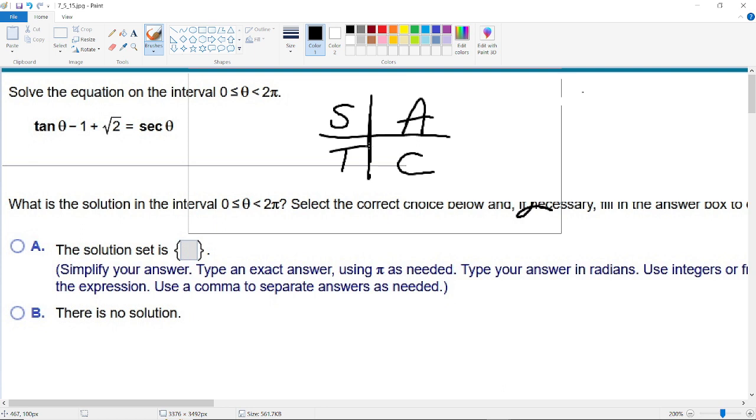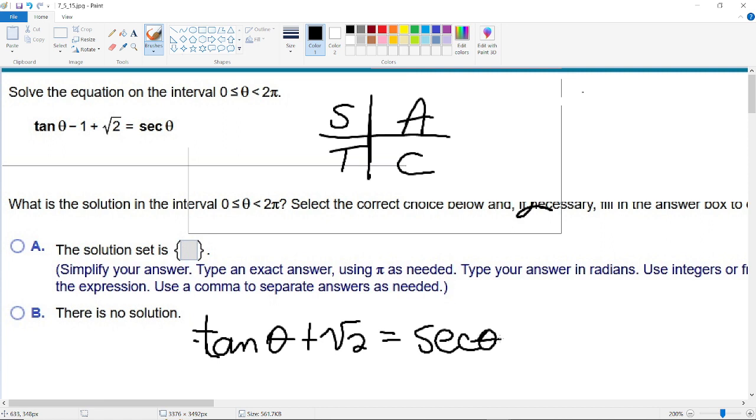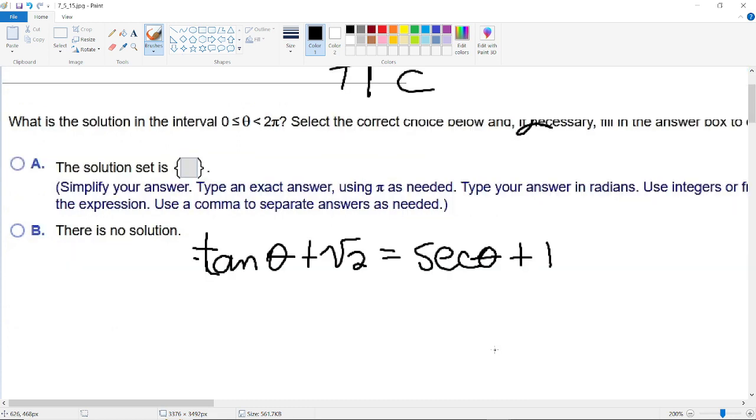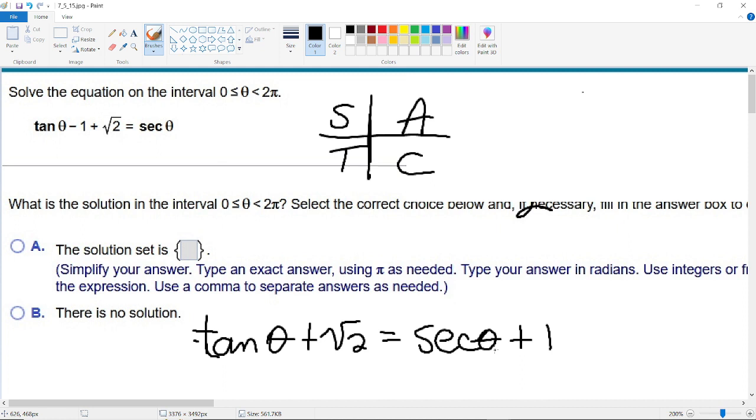So one thing I tried is subtracting square root of 2 from both sides and then squaring both sides. It turned into a mess. So instead I'm going to try adding 1 to both sides and then squaring both sides. If I add 1 to both sides, it is tangent theta plus square root of 2 equals secant theta plus 1. And who knows, there might be an easier way to do this. Maybe if you turn tangent into sine over cosine and secant into 1 over cosine, you get something easier, but I don't think so.